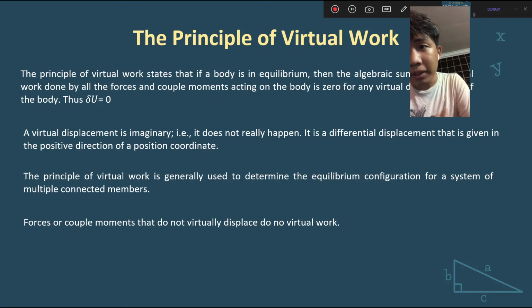A virtual displacement is imaginary. For example, it does not really happen. It is a differential displacement that is given in the positive direction of a position coordinate. The principle of virtual work is generally used to determine the equilibrium configuration for a system of multiple connected members. Forces or couple moments that do not virtually displace do no virtual work.